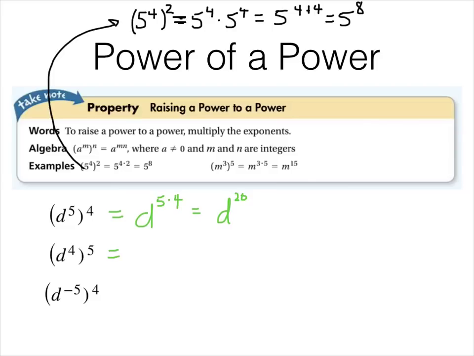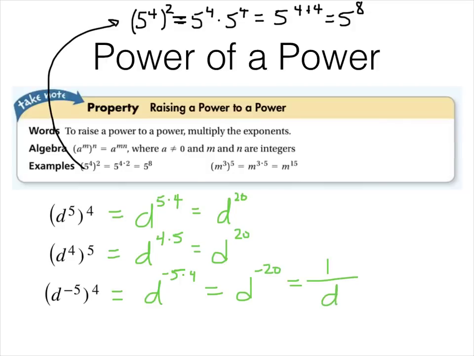D to the 4th raised to the 5th power is D to the 4 times 5, or again D to the 20th. Well, that works out nicely. So it doesn't matter which one's on the inside and outside. That one comes out the same. What about this one? D to the negative 5th raised to the 4th, negative 5 times 4 would give me negative 20. So D to the negative 20, which is 1 over D to the positive 20.